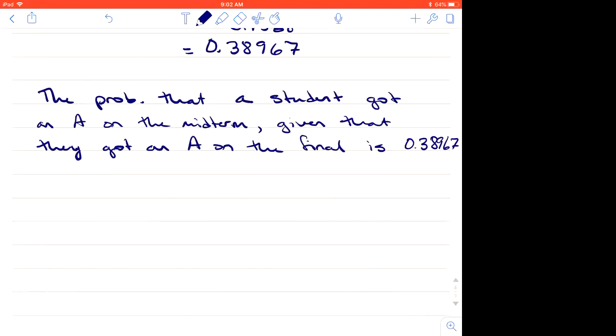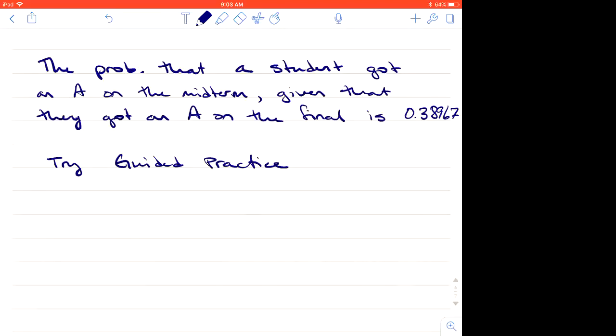If you want some more practice, you can try guided practice. This is in the textbook, first time and potentially last time I'm sending you there. Try the guided practice 2.53 on page 97. Mostly because we don't really have time to go through another example together, but it's good to see more examples.